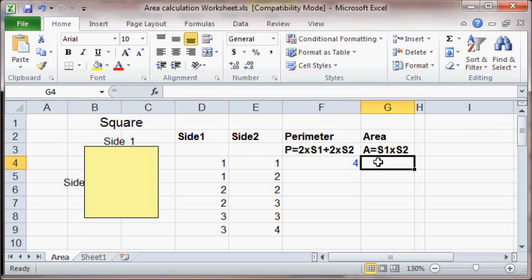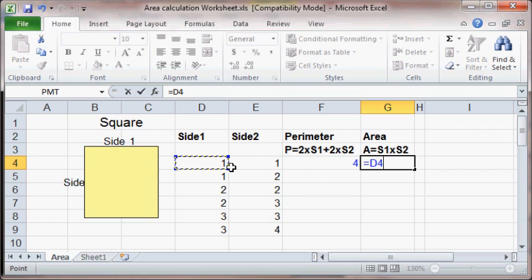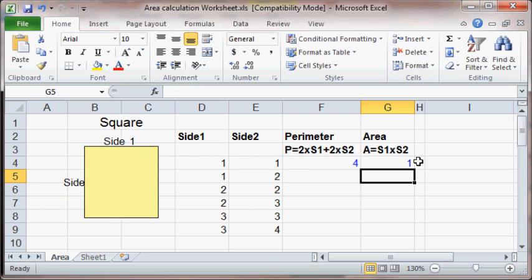Let's look at the area. Now the area is supposed to equal side 1 times side 2. So this time I'll just click on side 1. I'll use the asterisk as my operator, and side 2. Press enter to close the formula. And 1 times 1 is 1.